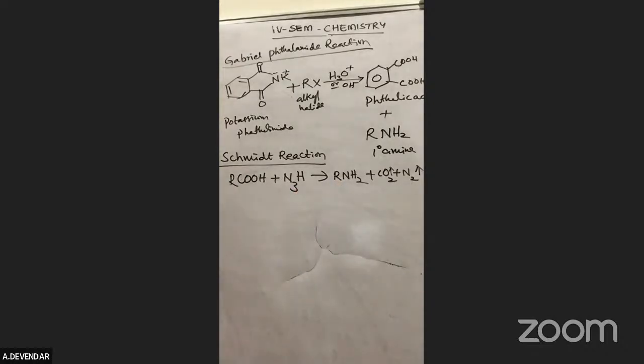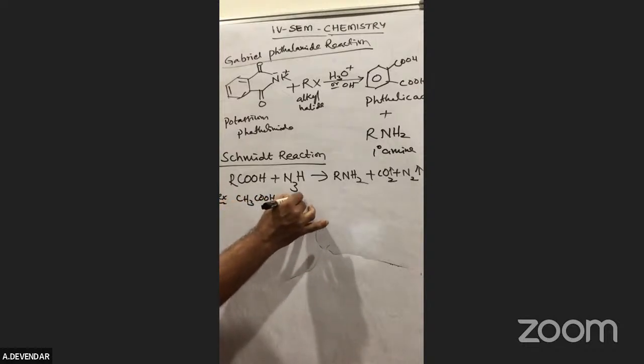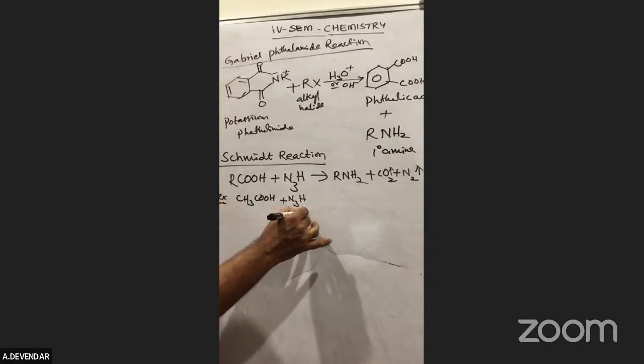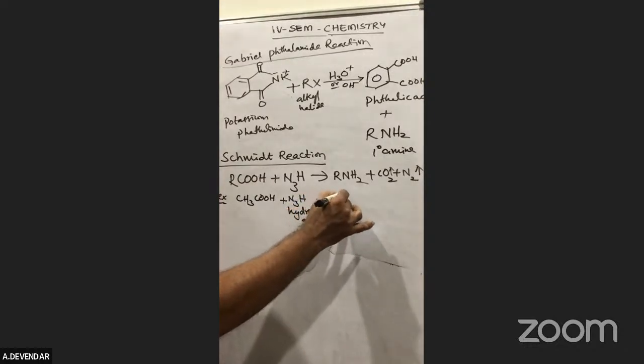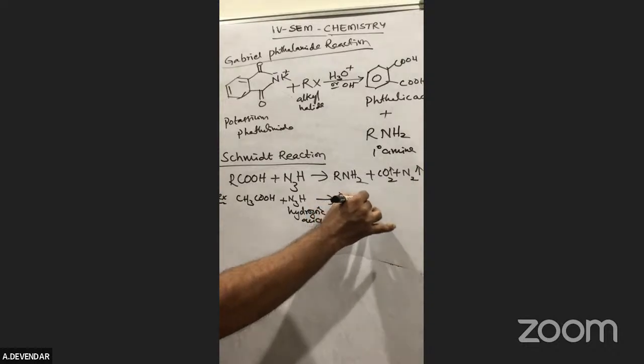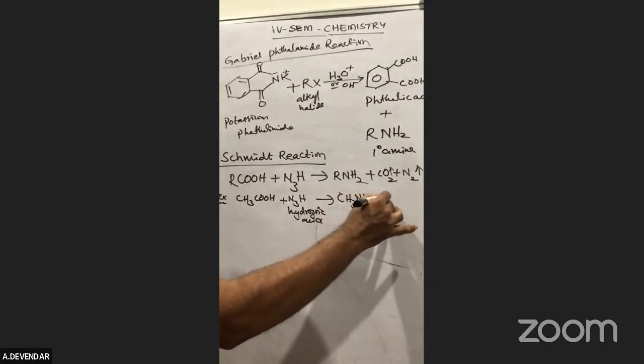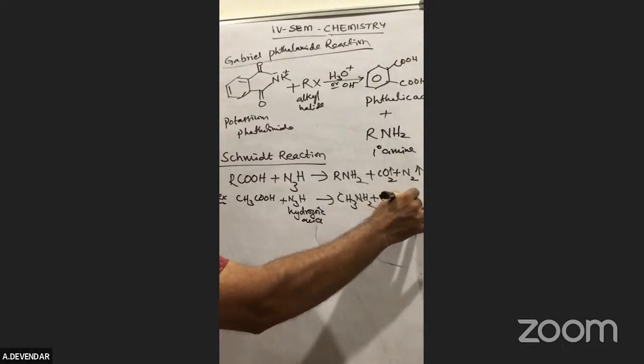Suppose you take benzoic acid, it is also the same. Now, instead of using R, we use an example. Why? Because only one reaction is there. Take one example: acetic acid. Instead of R, we are taking a methyl group. When hydrazoic acid is reacted, methylamine, a primary amine, is formed, and carbon dioxide and nitrogen are liberated.